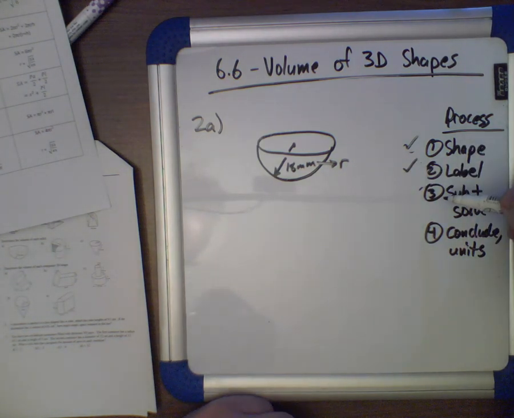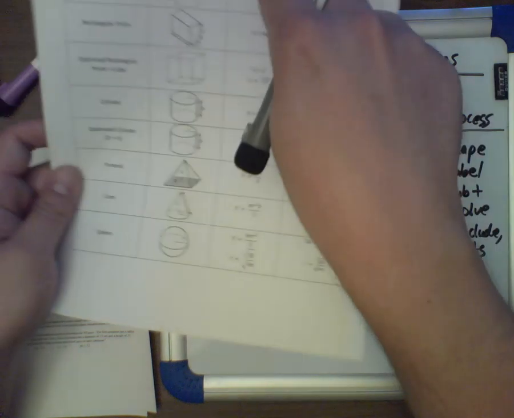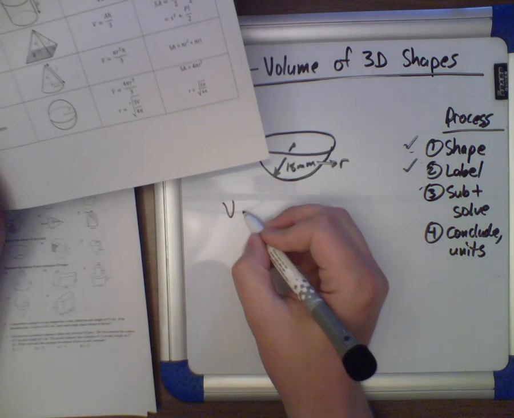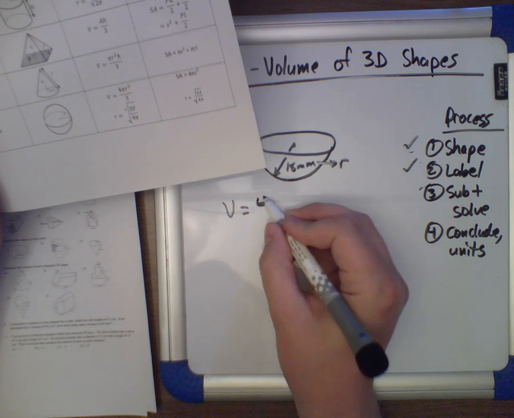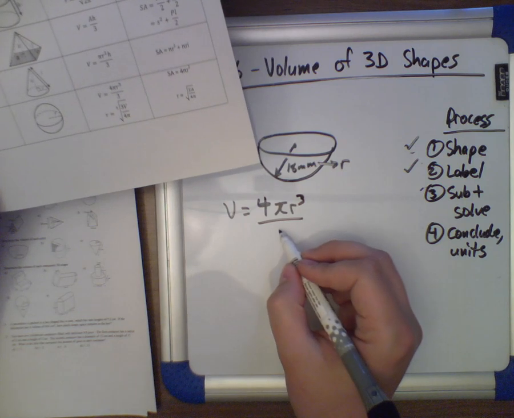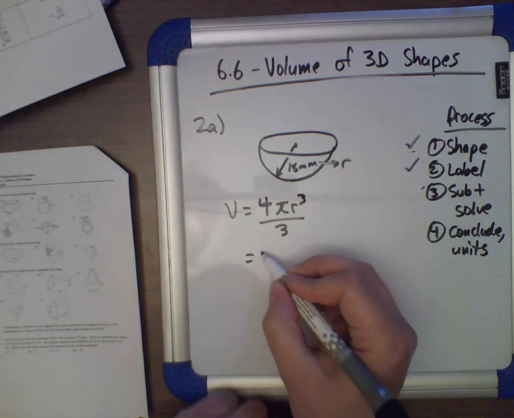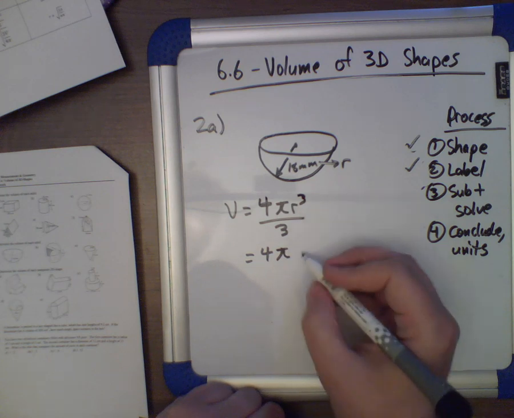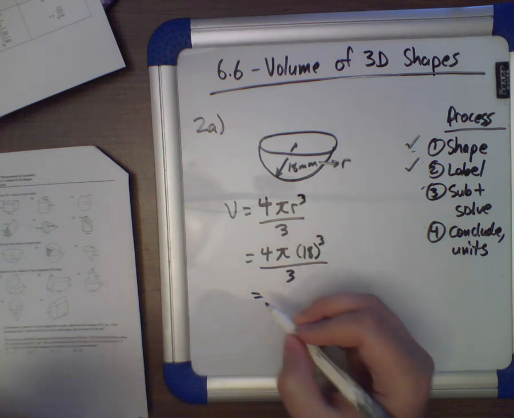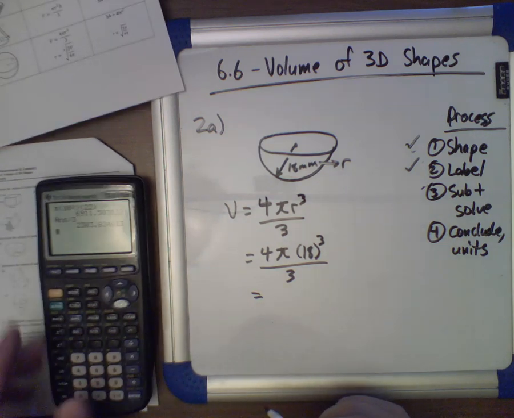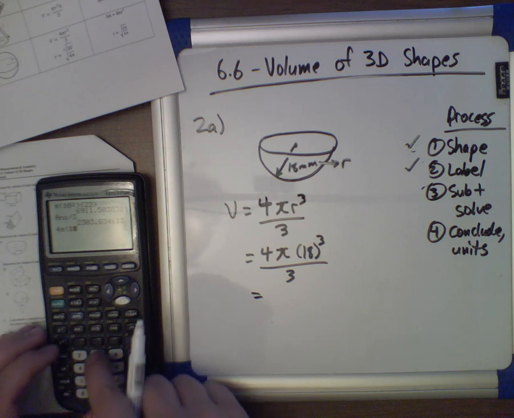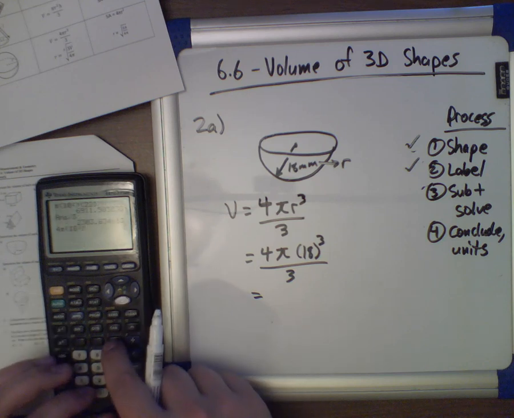Let's sub and solve. What's our equation for volume of a sphere? Volume of a sphere. Volume is 4 times pi times radius cubed over 3. 4 pi, my radius is 18, cubed over 3. Let's plug that in our calculator and solve. 4 times pi, 18 to the power of 3.